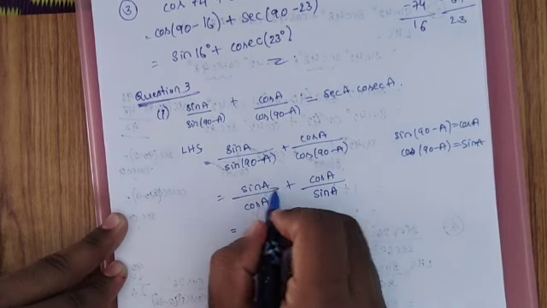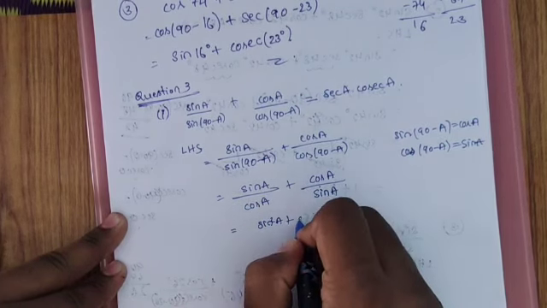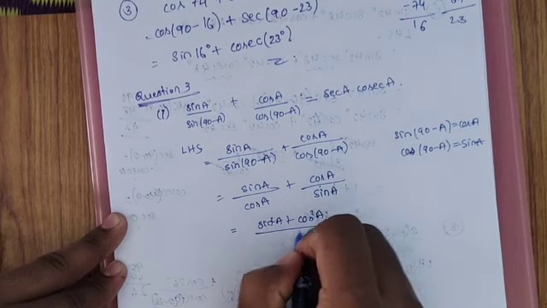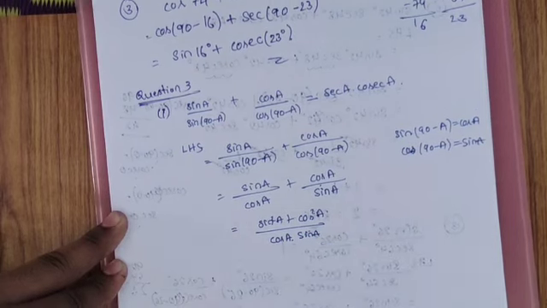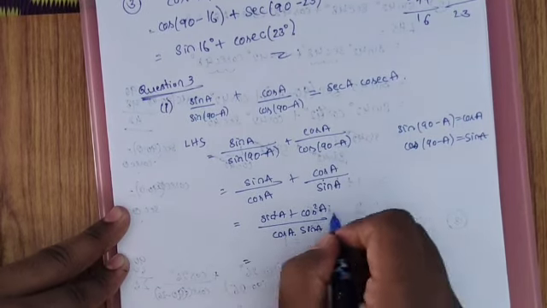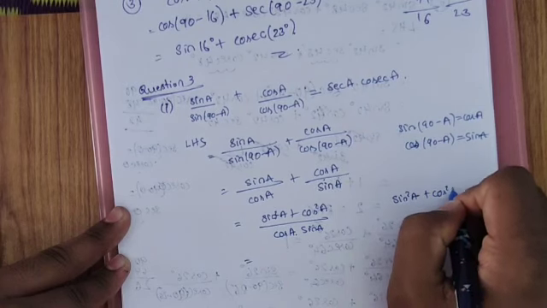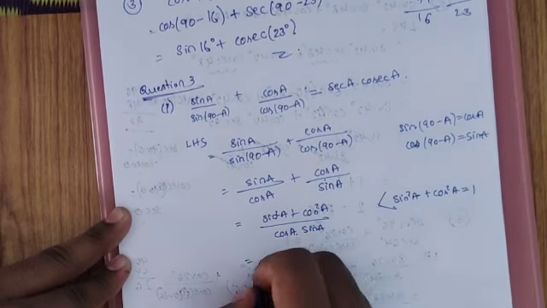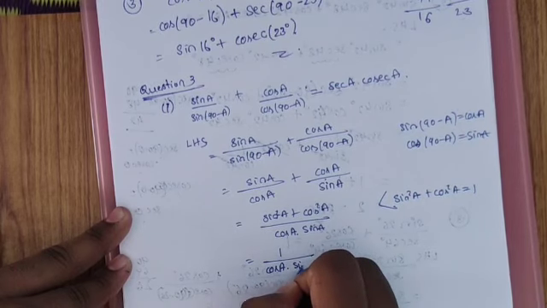Now just cross multiply: sin A into sin A, sin square A, plus cos A into cos A, cos square A, the whole divided by cos A into sin A. Got it? Now sin square A plus cos square A will always be equal to 1. Using this identity, it becomes 1 divided by cos A into sin A.